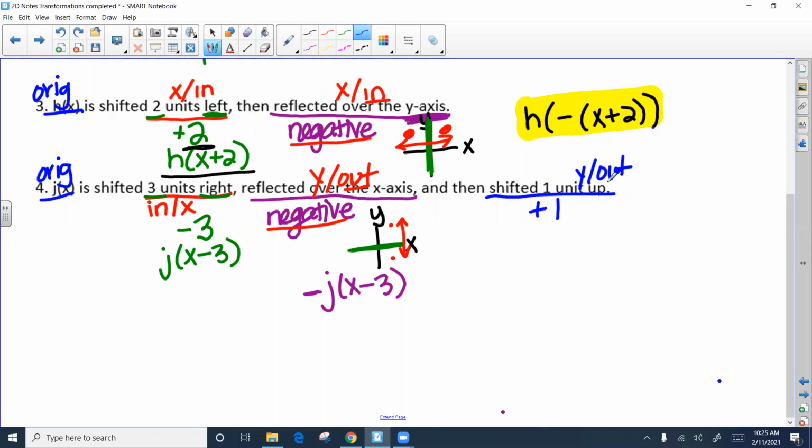So here's what my final transformed function looks like. Okay, we already did negative j of x minus 3. Now I'm just going to add 1 on the outside. And here's what our transformed function looks like. Negative j of x minus 3, plus 1. Okay, so the x minus 3 is the shift to the right. The negative in the front is a reflection, and then the plus 1 is shifting up 1.